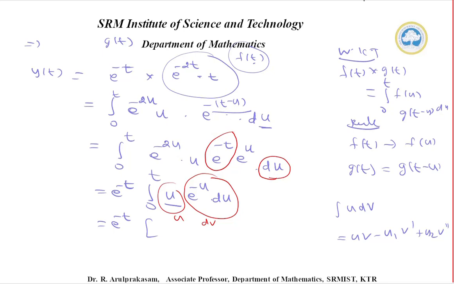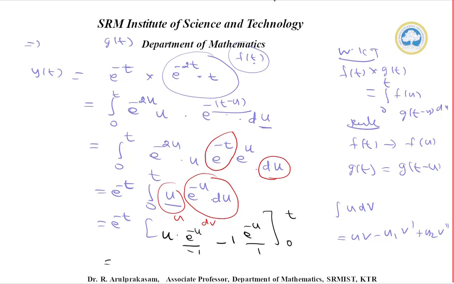My u function is nothing but u, and the dv integration value is v, so I am getting e to the power minus u divided by minus 1, followed by the Bernoulli formula. Here minus, u differentiation value 1, so u1 is 1. Its integration value is e to the power minus u divided by minus 1, so plus 1.